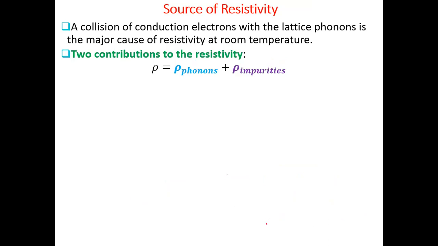ya aisa bhi ho sakta hai ki ek metal atom apni jagah chhod ke किसी और जगह पे डिसलोकेट हो गया हो, तो that will be also considered as the impurity.